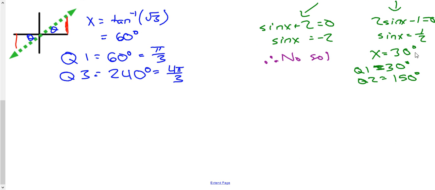And of course that is pi over 6 for the 30 degrees and 5 pi over 6 for the 150 degrees.